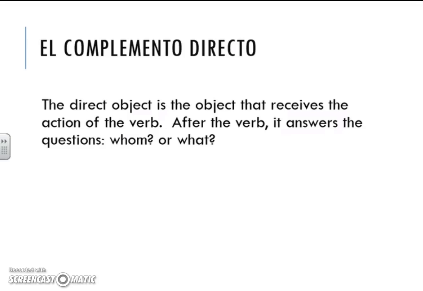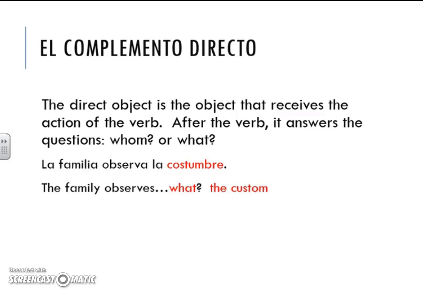So we know in a sentence normally we have a subject, verb, and an object. The subject is doing the action. The object is receiving the action of the verb. So after the verb, it answers the questions whom or what. So, for example, we have a Spanish sentence here, la familia observa la costumbre. So the family observes, we ask the question, what? The answer is the custom, so the custom is the direct object.